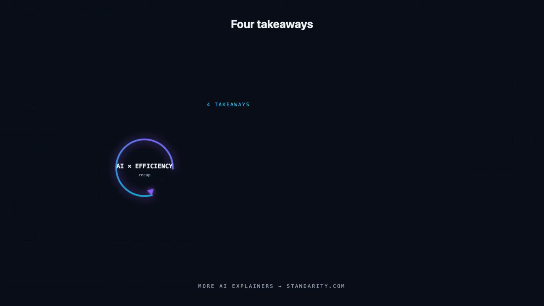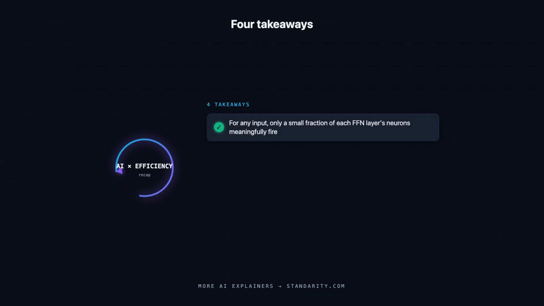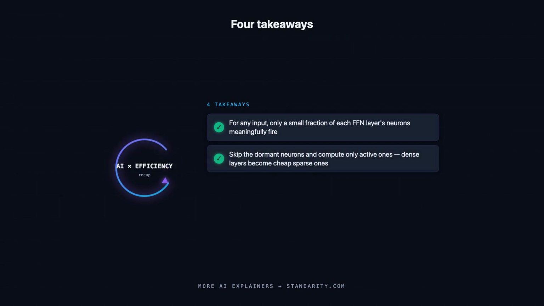All right, let's lock in the essentials. Activation sparsity means that for any given input, only a small fraction of a feed-forward layer's neurons meaningfully fire, while the rest stay near zero. Because these dormant neurons barely contribute, we can skip the weights tied to them and compute only the active ones, turning dense layers into far cheaper sparse ones.